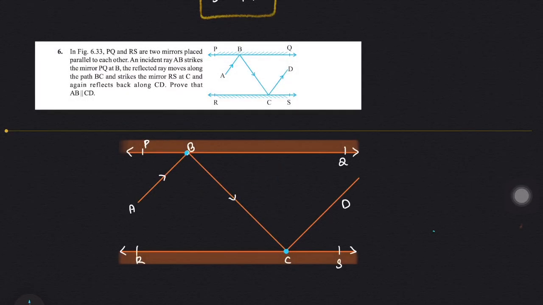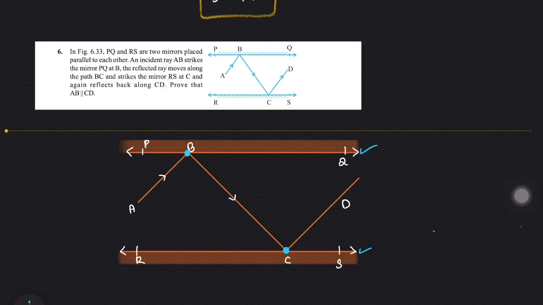Question number 6. PQ and RS are two mirrors placed parallel to each other. So these two mirrors are placed parallel to each other, and incident ray AB strikes the mirror PQ at B, this position, and the reflected ray moves along the path BC and strikes the mirror RS at C, this position, and again is reflected back along CD. We need to prove that AB is parallel to CD.